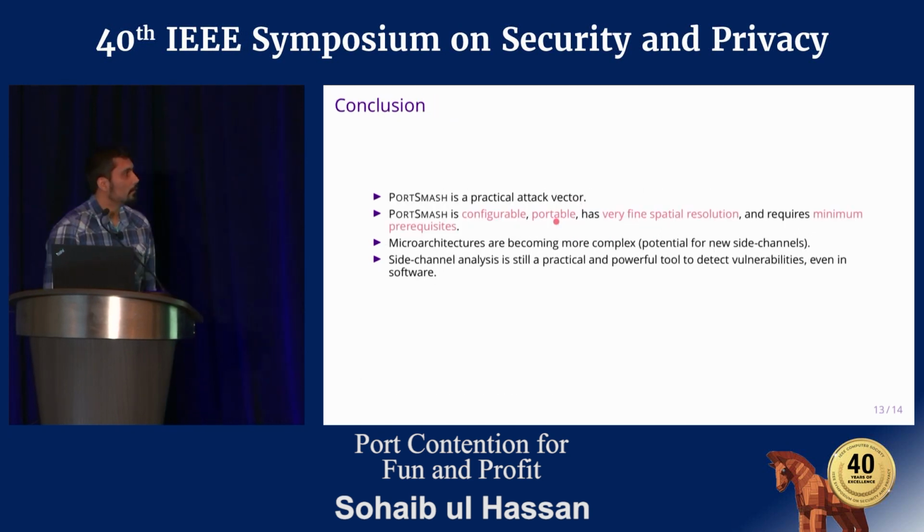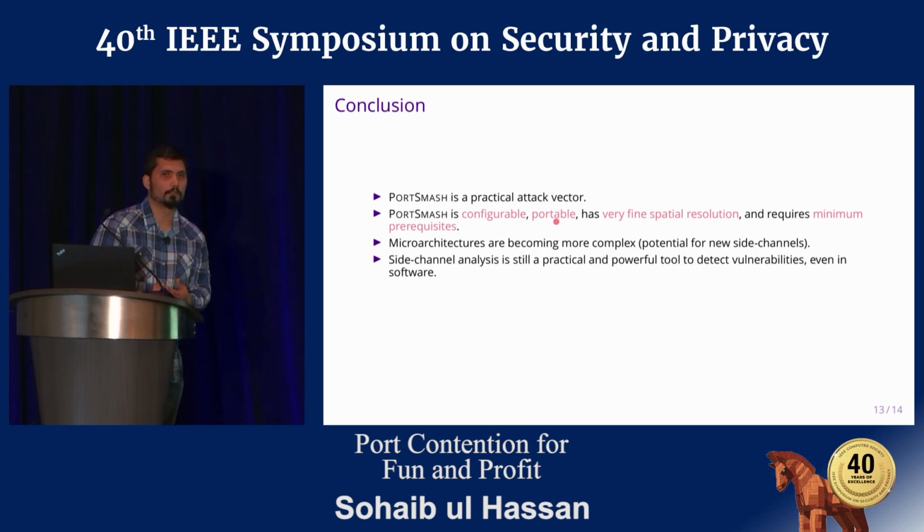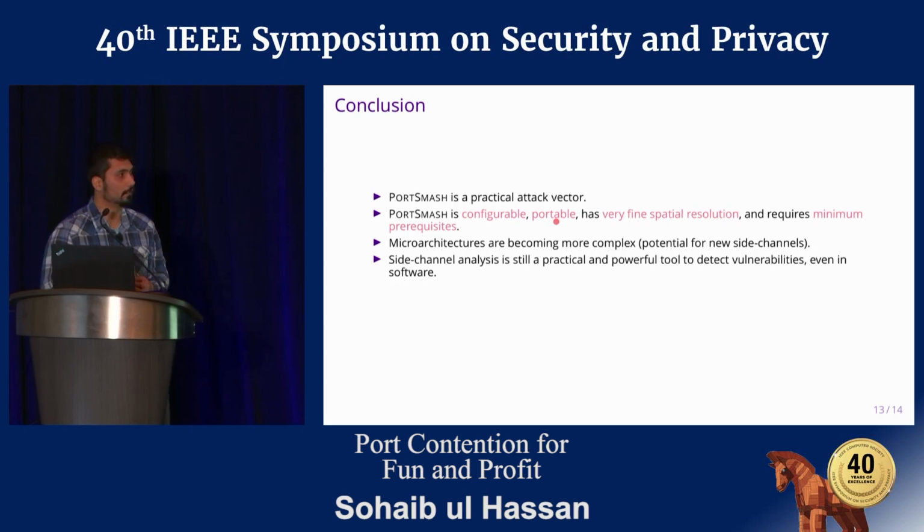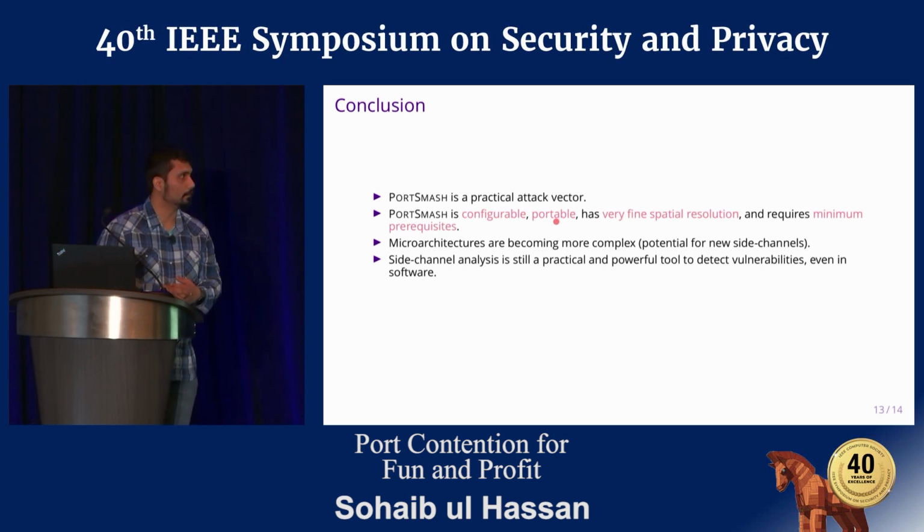So what is the takeaway? PortSmash is a new side channel attack which can be used to attack real world applications. It can be configured using different ports. It is portable, so we just need an SMT architecture where we can run it. It has a very fine spatial resolution since we are talking about the micro-ops on the execution engine level, and it doesn't require a lot of prerequisites. We don't need to know eviction sets and other things. We just have to run the SPI and configure it based on the architecture.